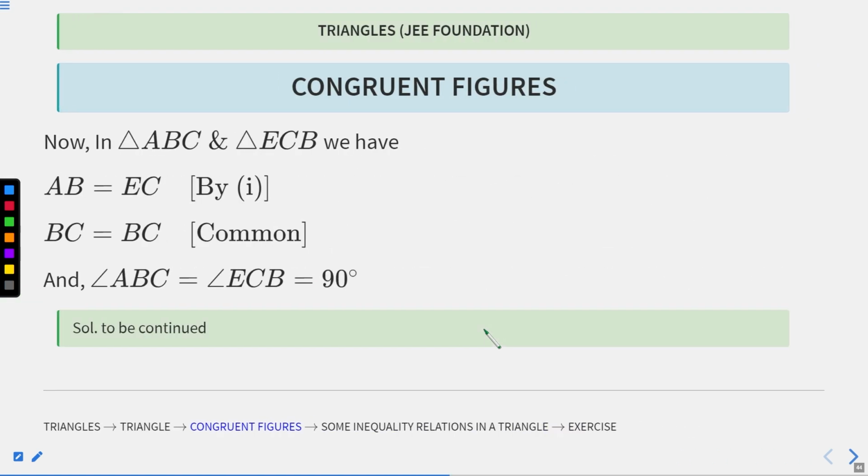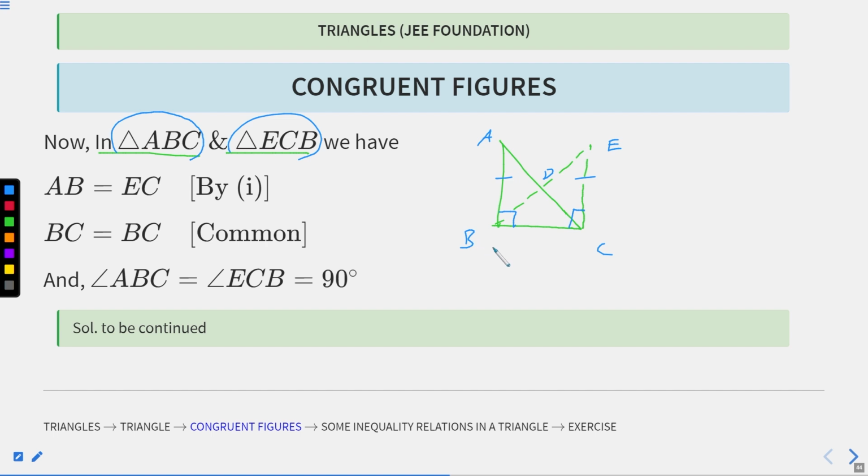Okay, now if you see in triangles ABC and ECB, we have AB equal to EC. So this is my diagram, with points A, B, C, D and E. I know that both angles are 90°, then AB is equal to EC. Yes, AB was equal to EC. BC is already common. We are talking about these two triangles.